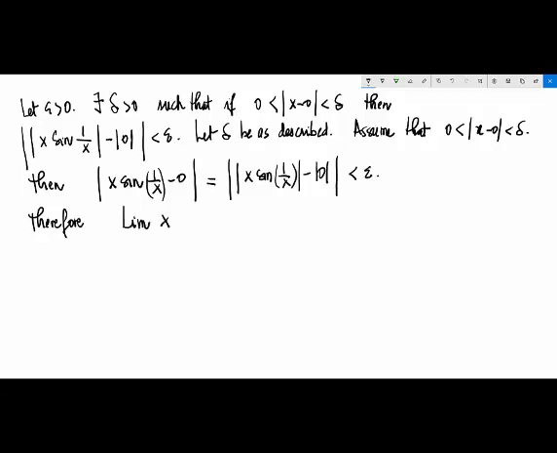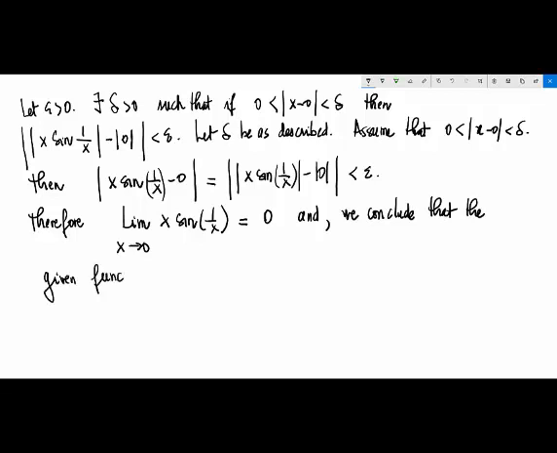the limit of x sine of 1 over x as x is approaching 0 is 0, and we conclude that the given function is continuous at 0, since 0 is equal to f of 0.